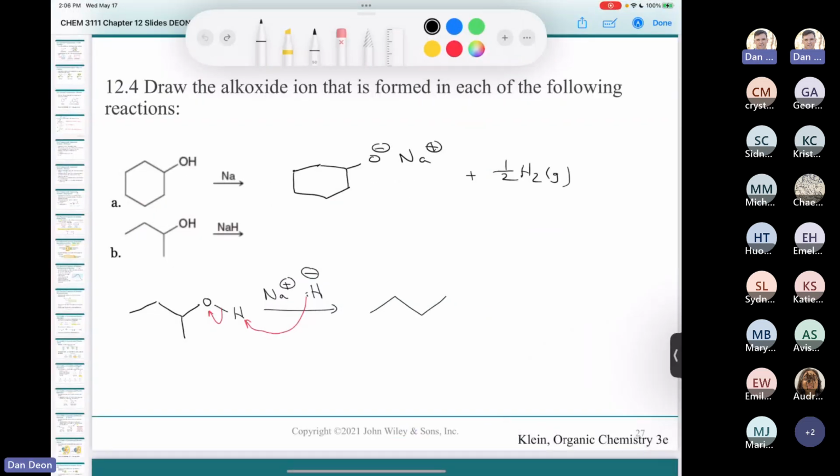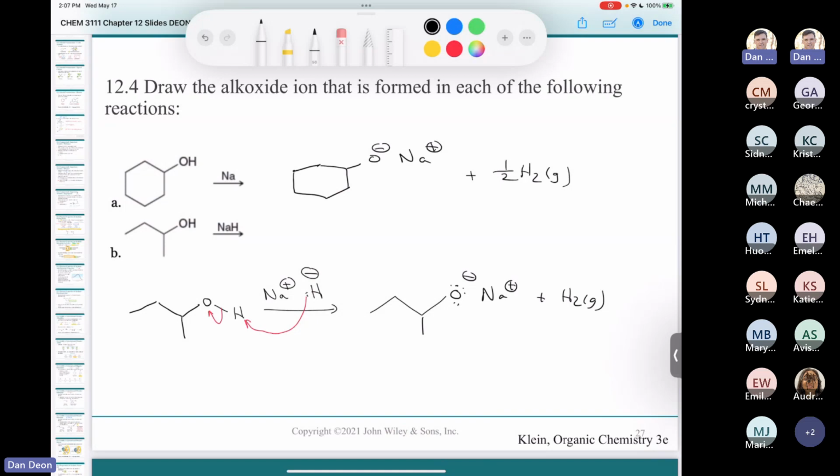Okay, so where we left off was we were trying to finish up drawing this mechanism where I was missing a methyl group here, and then we have our alkoxide, and we have our sodium cation, like that. And of course, we liberate hydrogen gas. All right, there we go. So those are two ways to make an alkoxide. One is to treat it with an alkali metal, and the other way is to use sodium hydride.